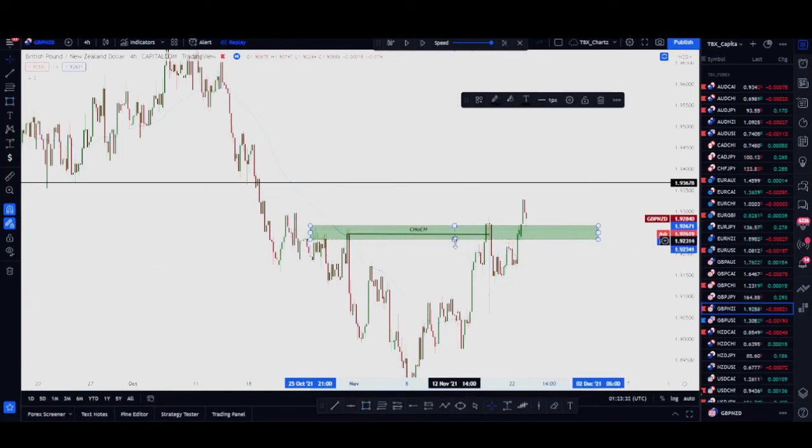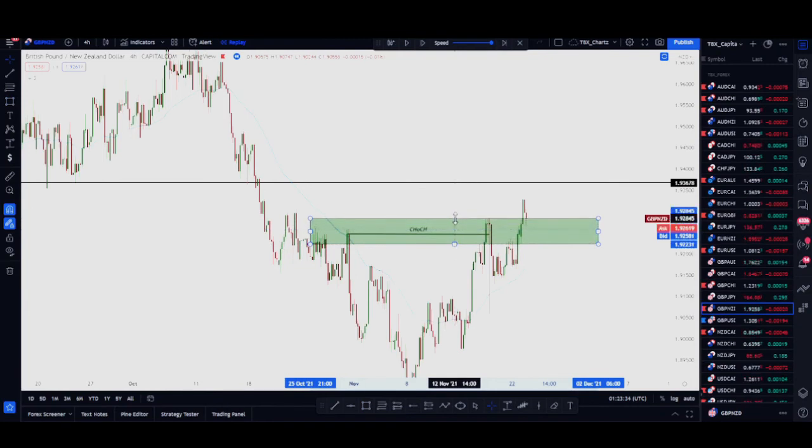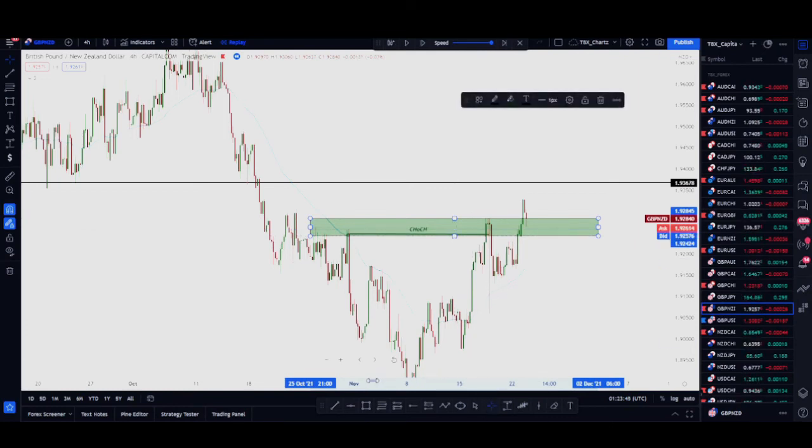Now you can draw multiple areas of value, multiple supports and multiple resistances. Now it's your choice. I already know how this market is going to play out. If I were to draw this, let's say I wanted to trade this live, I would have drawn something like this, and I would have drawn something like this.